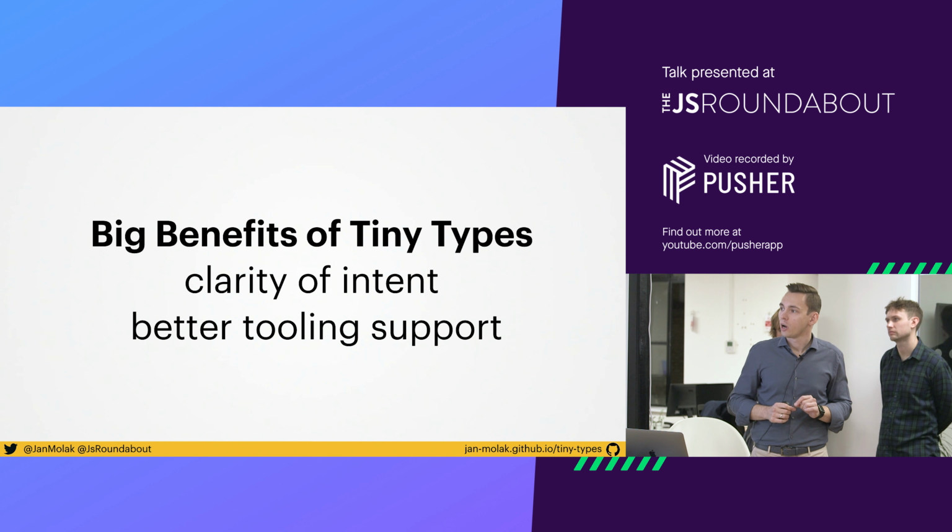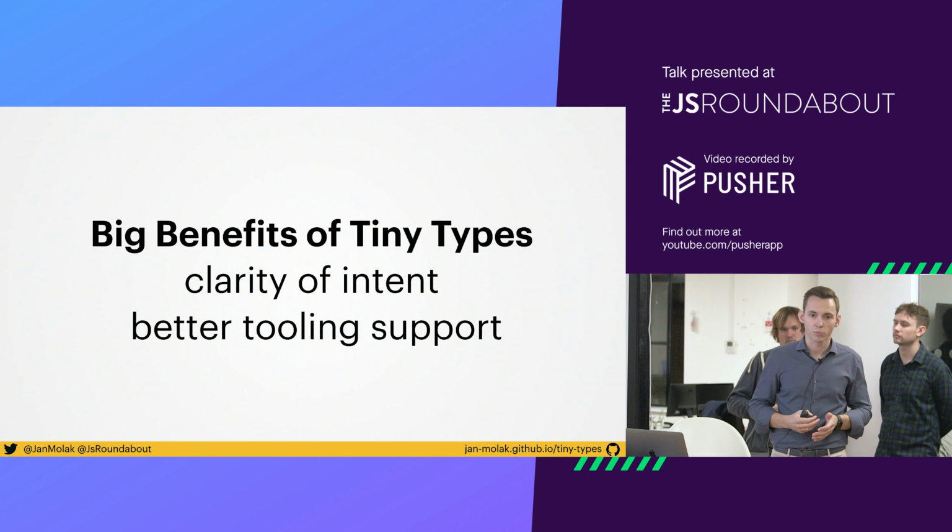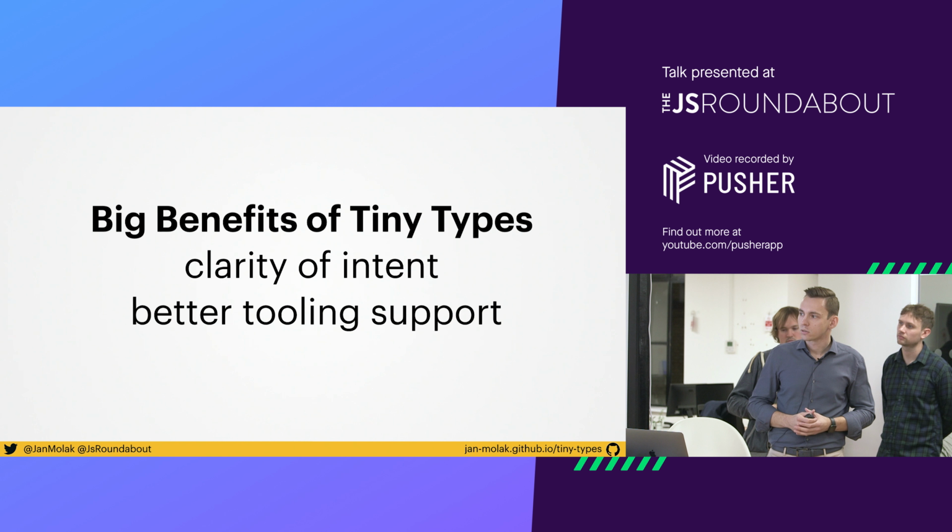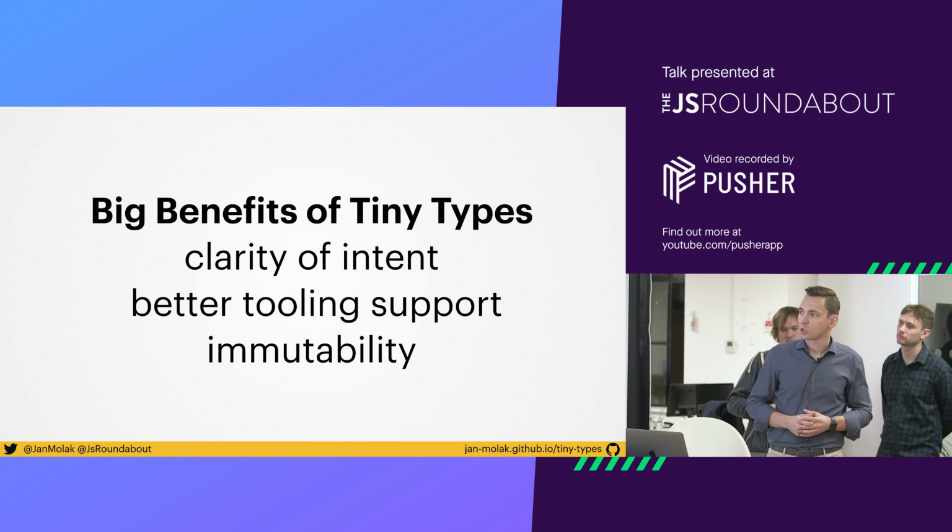Better tooling support. I mean, the TypeScript compiler is actually pretty amazing. Tools like Visual Studio Code or IntelliJ or WebStorm, they're very good at supporting our development efforts, but we need to help them out a little bit as well. If we just represent our types as strings and numbers, they won't be able to do as good of a job. Immutability. So I like to ensure that all the data structures I work with are immutable. And this pattern helps me with that as well.